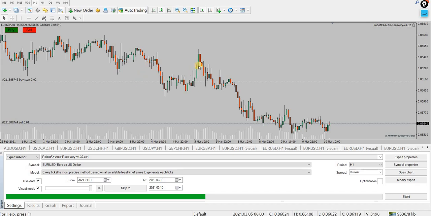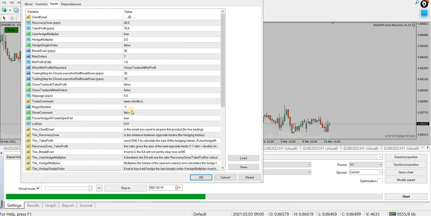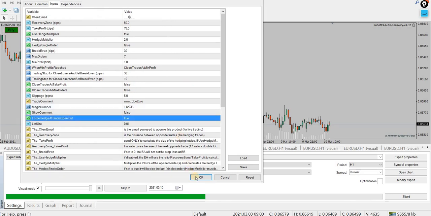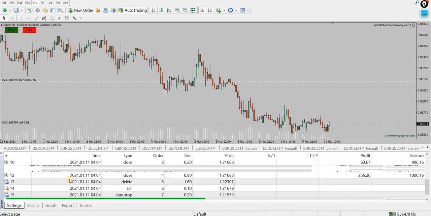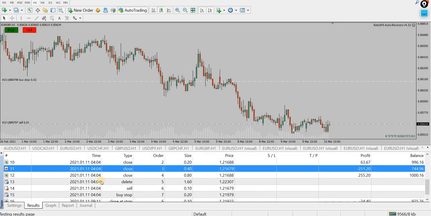If that's the case, or if that's something you care about, or maybe if you want to trade manually on this chart, Euro USD, and hedge using the auto recovery, and also trade on the same chart, Euro USD, using another expert advisor or another manual trading, make sure you have a unique magic number for each expert advisor, each chart, because this will appear somewhere.